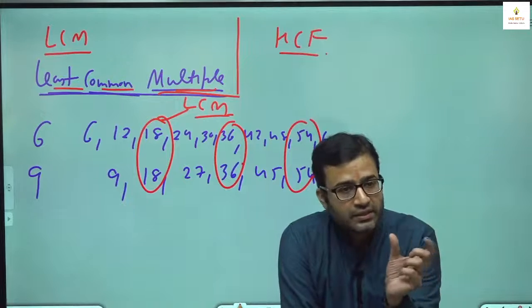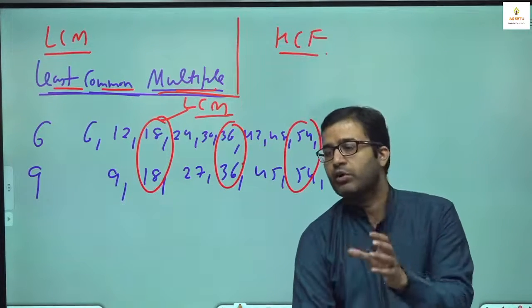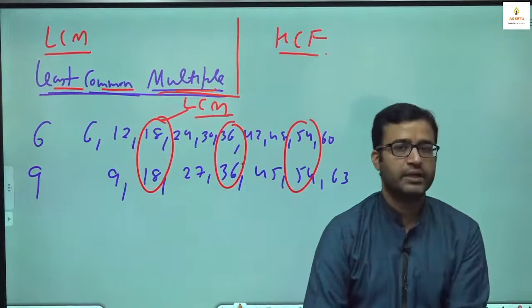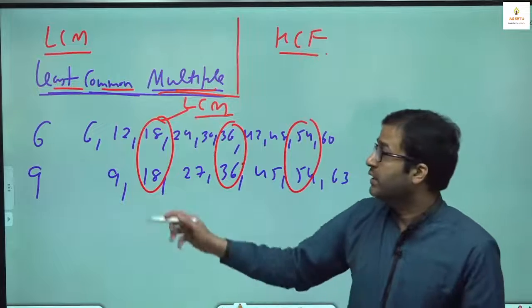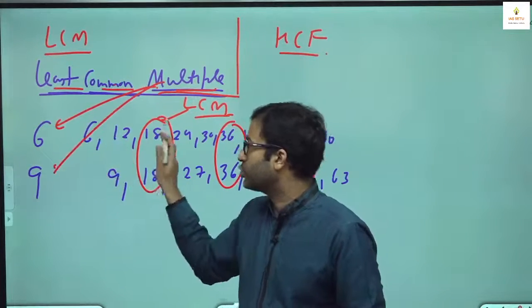So understand these 3 words: multiples, out of multiples common multiples, and common multiple में जो सबसे छोटा होता है that is known as least common multiple. It means least common multiple वो होगा जो 6 का भी multiple होगा, 9 का भी होगा, छोटा नंबर उनमें से.